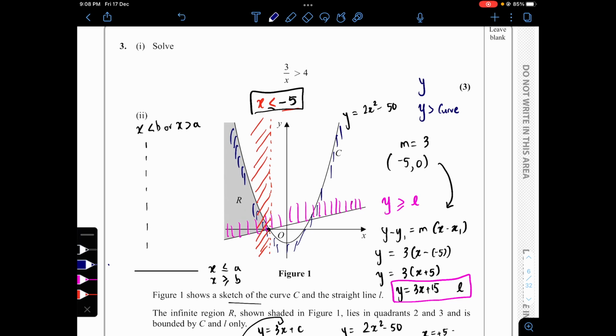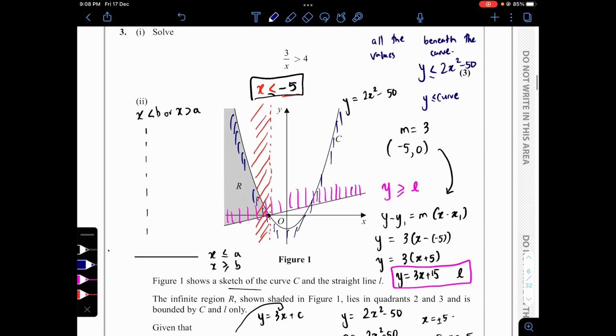That's my mistake over here. It's the wrong symbol. This should have been y is less than or equal to 2x squared minus 50, because this is less than the curve. This is beneath the curve, right? This is beneath all the values. So all the values beneath the curve.